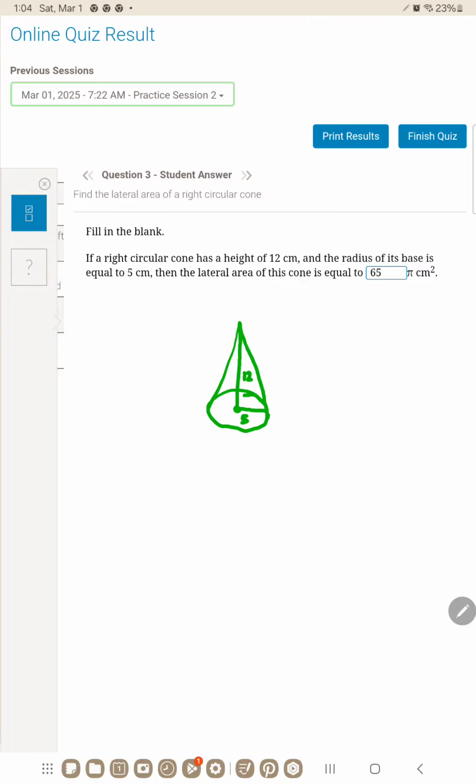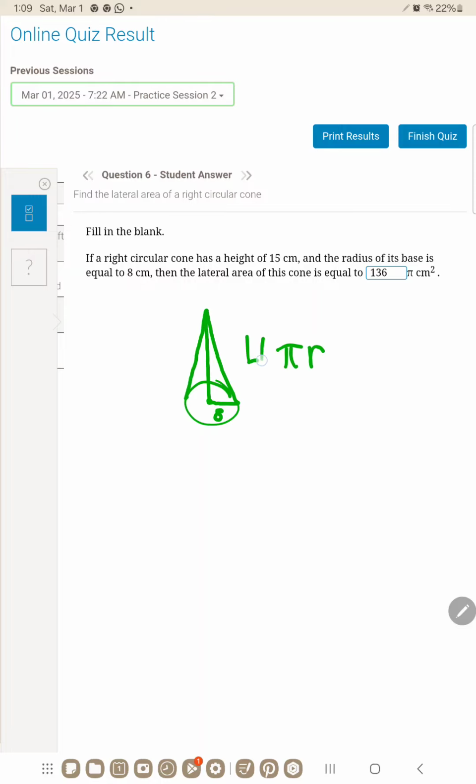Now here they're telling us if a right circular cone has a height of 15 and the radius of the base is equal to 8, the lateral area is, so we already said that it's pi r slant height. The lateral area of a cone is pi r slant height. Now pi is pi, r is 8, and slant height is, like we said, the height is 15.